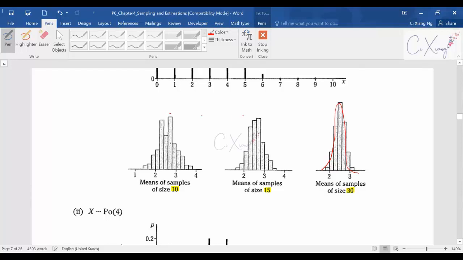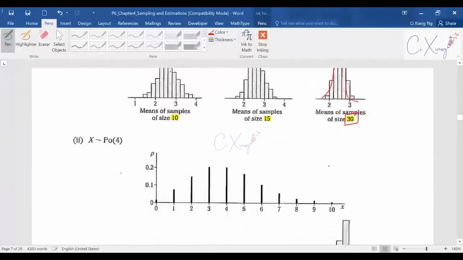For the first two, they are not so symmetric yet. All right, but when your n hits 30, you'll see that it becomes normal. That means the left and right hand sides are almost symmetric. Okay, so this is one of the examples, one of the summaries that it can show us.